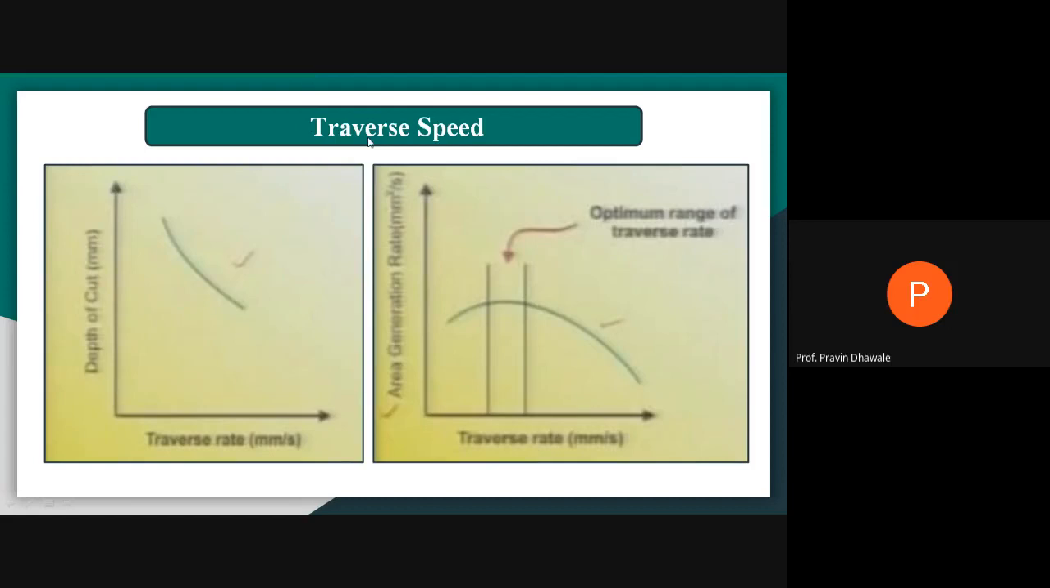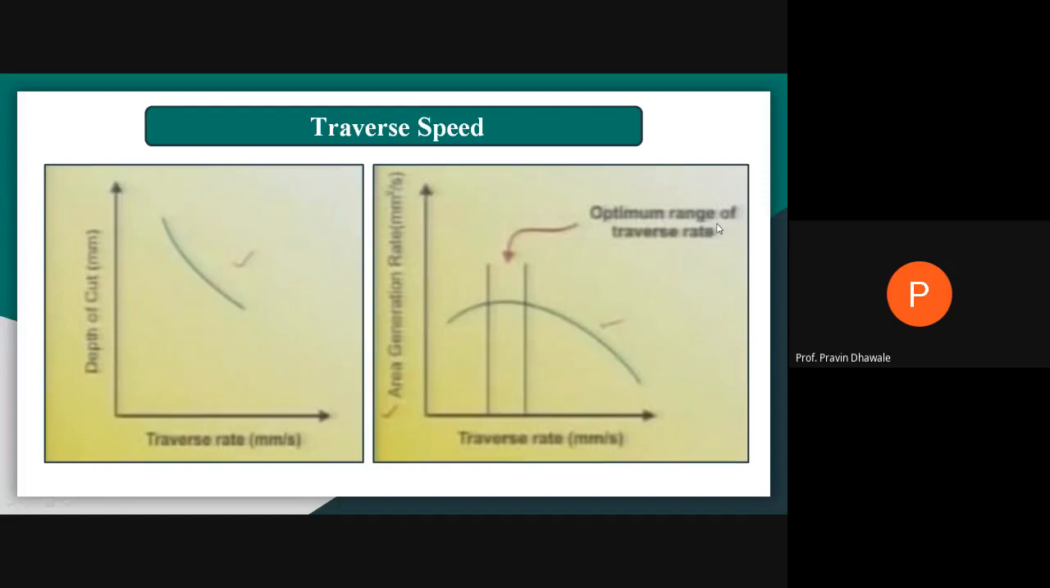I will explain. If you are considering the effect of transfer speed, it may be the transfer speed of a nozzle, or the transfer speed of the workbench where you are mounting the workpiece. If you go on increasing the transfer rate, what is happening? The depth of cut reduces. If the transfer rate is slower or minimum, at that time you get a higher depth of cut. But as we increase the transfer speed in mm per second, the depth of cut will gradually decrease.